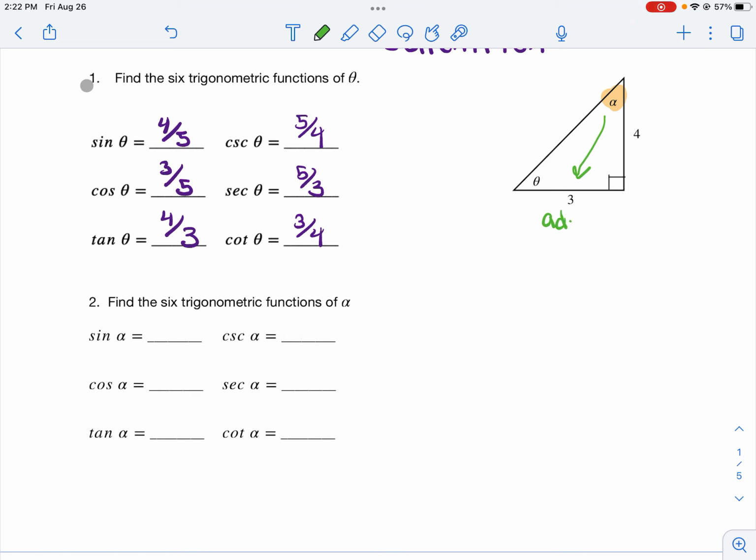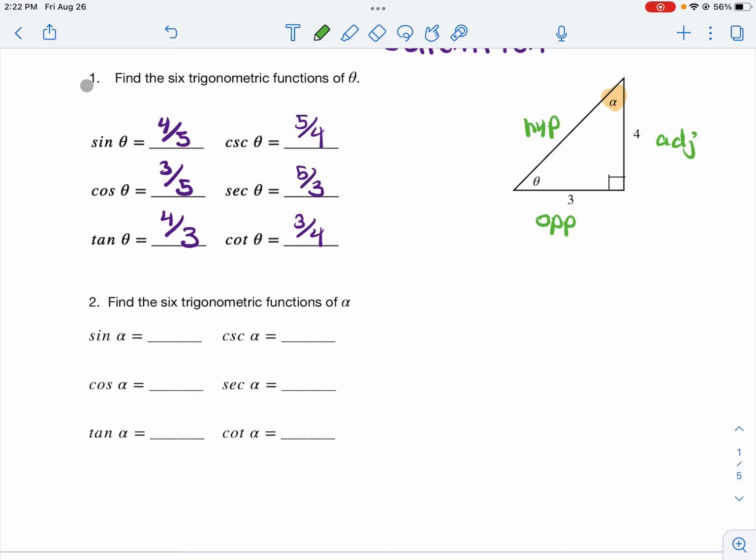So this is now the opposite side. So that's the opposite of angle alpha. The leg adjacent to angle alpha is 4. But the hypotenuse does not change based on which angle you're looking at. That is still going to be our hypotenuse. Now, if it helps you, I would suggest that you label your sides when you're working a problem, but that's not required.